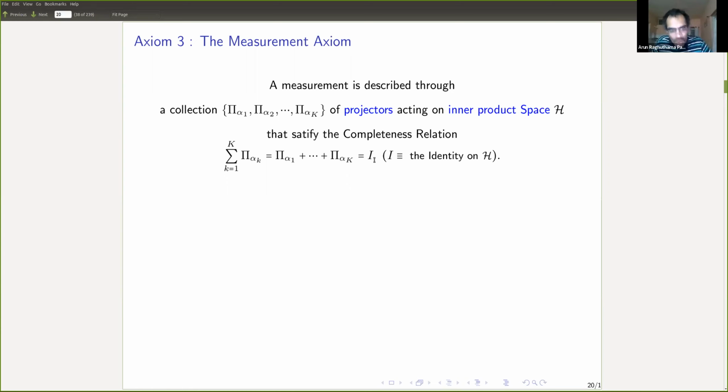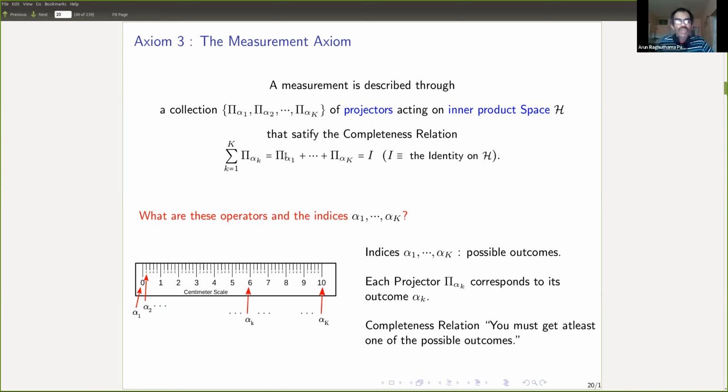So these indices alpha 1 to alpha k are like the readings on the scale. Okay, so when you perform a measurement, you're going to get one of these readings. So you prepare a quantum state, and suppose you make a measurement, then you are going to get one of these readings. So you're going to get either alpha 1 or alpha 2 or alpha k. So your alpha 1 to alpha k are like the readings on your scale. And the fact that it sums to identity is just telling you that you should get one among the k indices alpha 1 to alpha k.